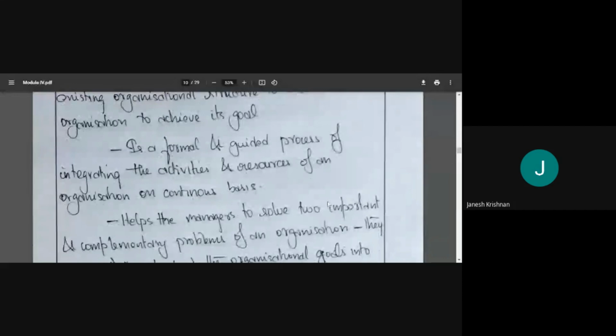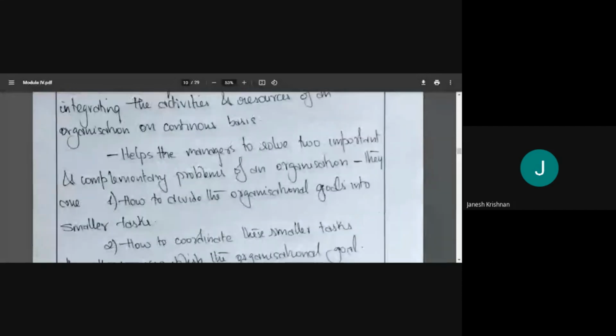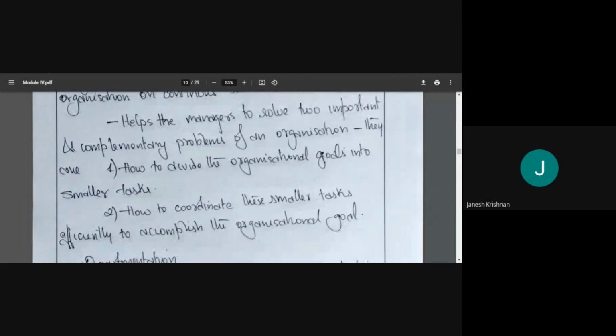What will it help managers to do? Two things. One is to divide the organization goal into smaller tasks, like arts divided into smaller parts: on stage, off stage, and so on. Then how to coordinate these smaller tasks to effectively accomplish the organization goal. So arts has to be divided into smaller tasks, and all the smaller tasks have to be coordinated, so that finally we have arts. Right? So we'll stop today at this point. Let me know if you are in doubt, and we move on.